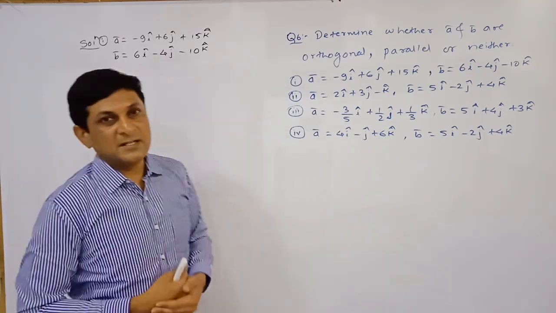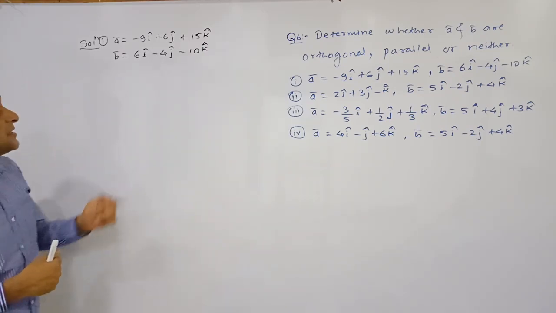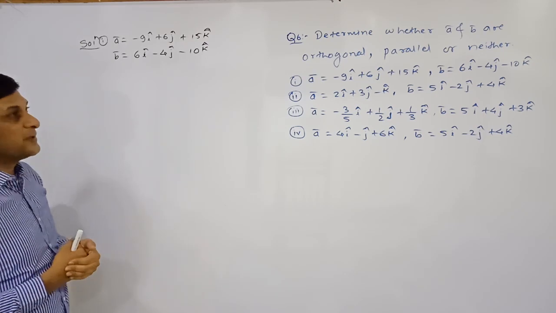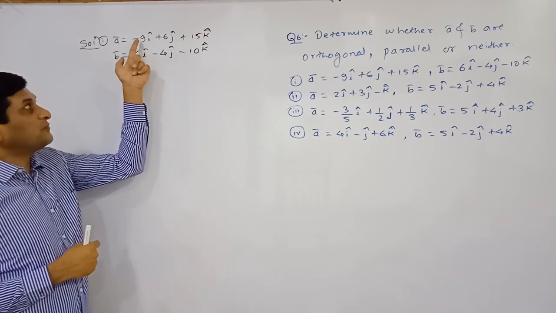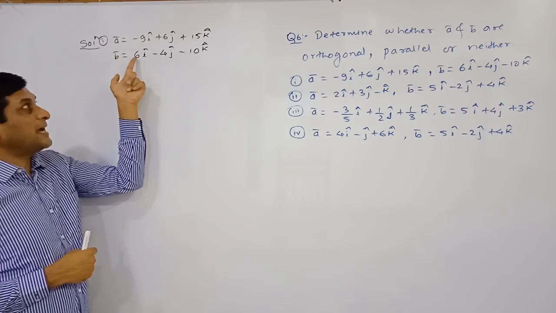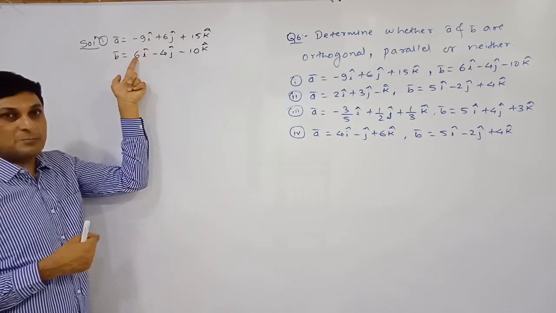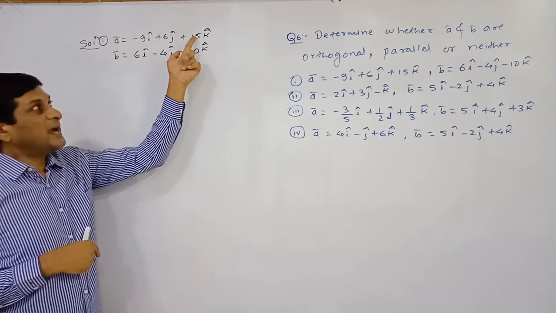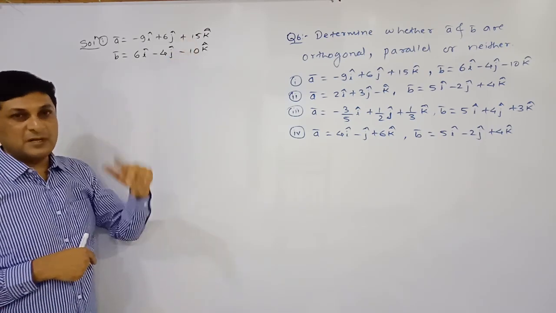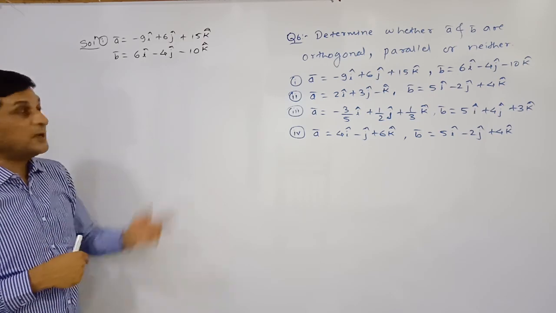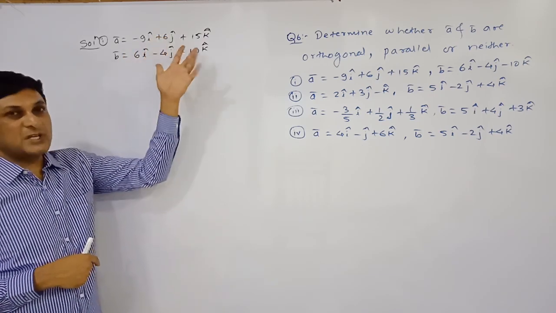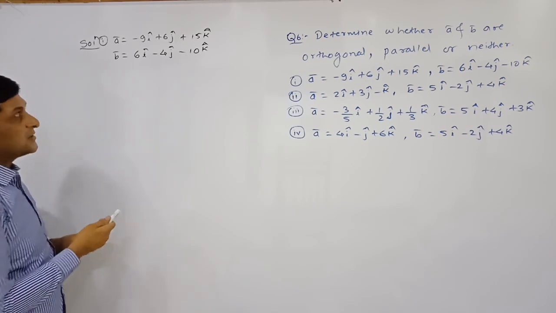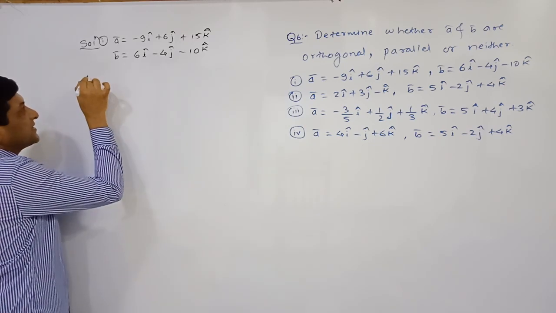So let us see example number first. In example number first, 2 vectors are given to us. First let us check whether these 2 vectors are parallel or not. So what is the ratio of the coefficient of I cap? Minus 9 upon 6 is minus 3 by 2. 6 upon minus 4 is also minus 3 by 2, and 15 upon minus 10 is also minus 3 by 2. Means the ratios of the coefficients of I cap, J cap, K cap are equal. Means definitely the vectors are what? Parallel here.